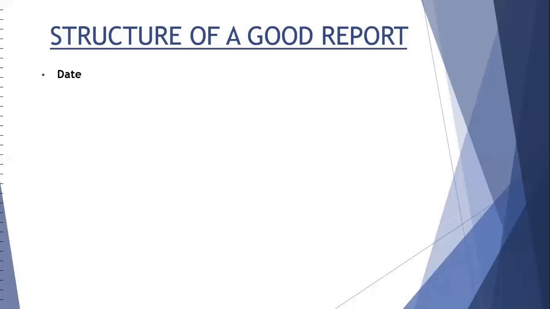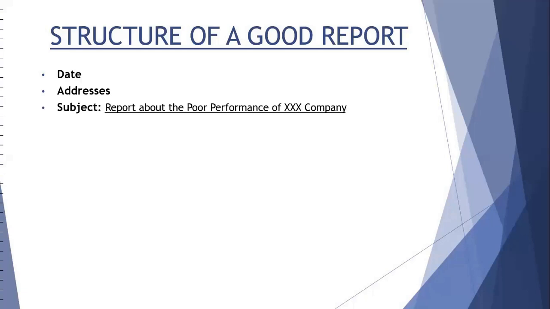Let's check what is the structure of a good report. First and utmost, your report must start with the date, then addresses. Addresses means the address of the receiver and then the address of the sender. Subject is very important because a report is basically an official document, so for it, the subject is compulsory. And whenever you mention the subject, it must be underlined. Then we have the salutation, for instance, respected sir, respected ma'am. Salutation means how you are going to address someone.